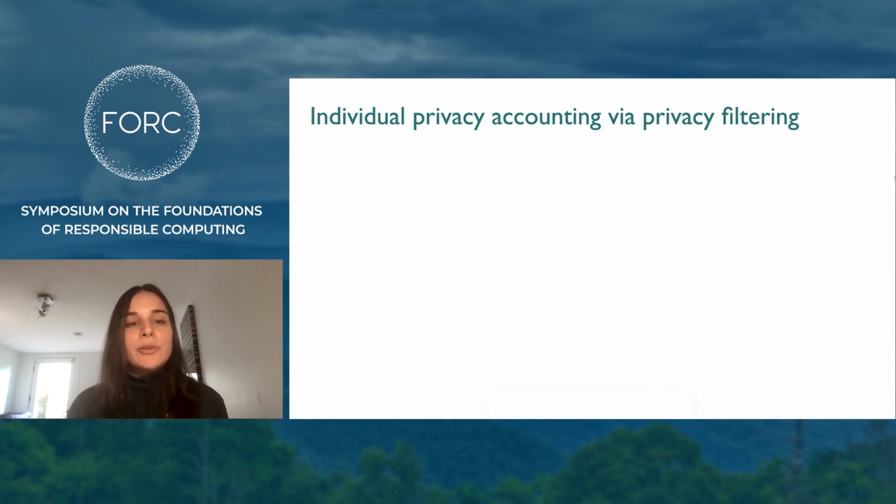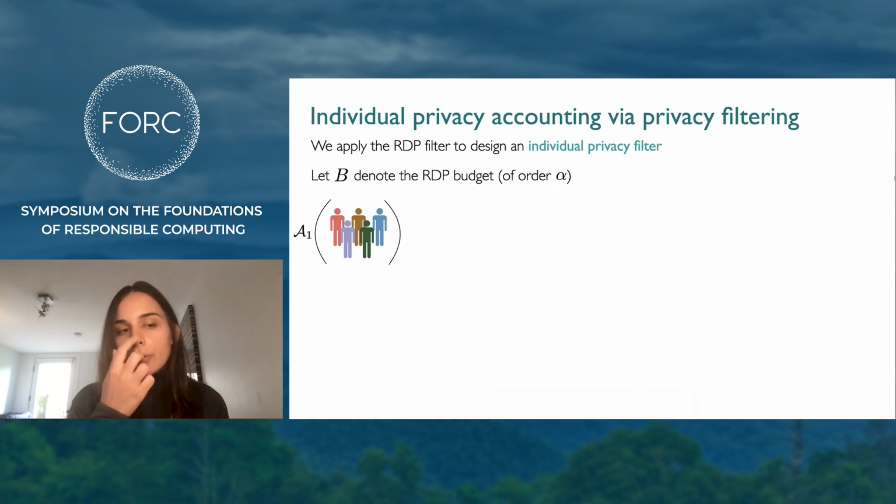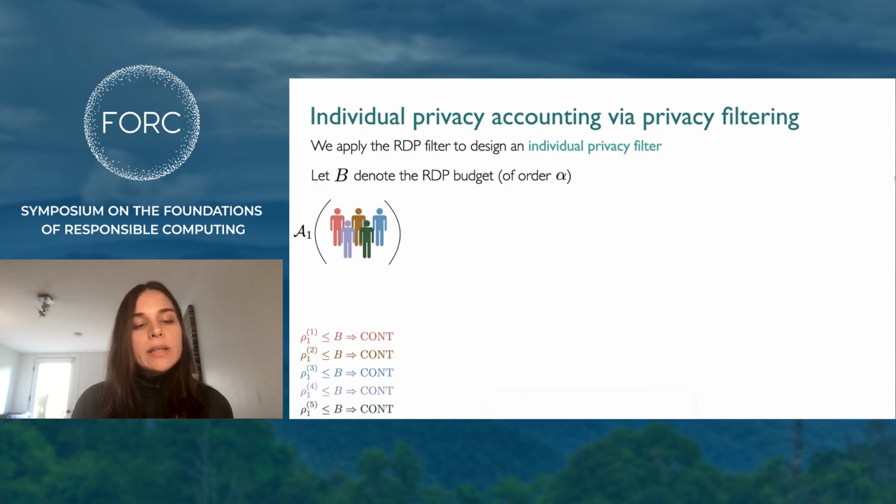Okay, but now let's go back to individual privacy accounting. So in our work, we apply this RDP filter to design an individual privacy filter. And now I'll sketch what this object actually is. So in the following sketch, let B denote the overall RDP budget of order alpha. So first, we would want to apply some analysis A1 on our data set. And we would compute the individual privacy loss for all points in the data set. And we would see whether this individual privacy loss is less than or equal to B, or if it exceeds B.